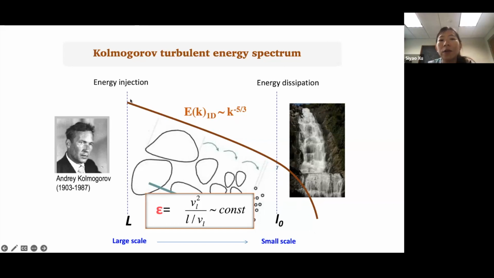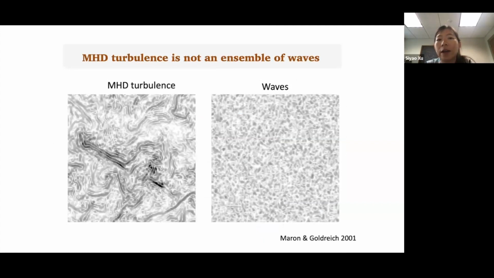For interstellar turbulence, the energy injection is usually done by supernova explosions on about 100 parsec. For the energy dissipation, there are different effects, depending on the local plasma conditions, that can damp the turbulent energy. The physics behind this 5/3 Kolmogorov power law is that there is no energy loss within the inertial range during the energy cascade. So the turbulent energy within one eddy turnover time is passed down toward the next smaller scale without loss of energy. That is for hydrodynamic turbulence.